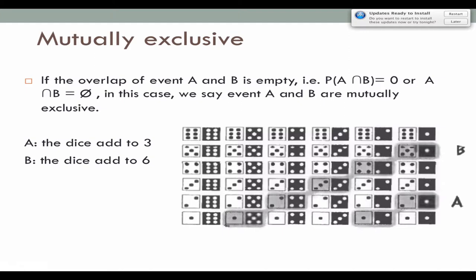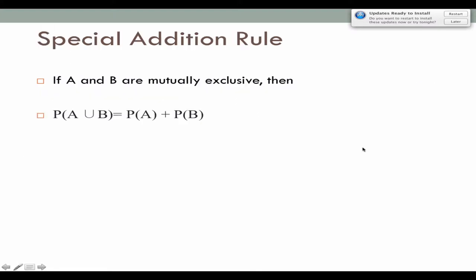So here is another concept, mutually exclusive. If the overlap of events A and B is empty, we write it this way: the probability of A intersect B is zero, or the intersection of those two events is empty, then we call those two events mutually exclusive. Such as if event A is the dice add up to 3, and event D is the dice add up to 6, those two events have no overlap. That means the intersection is empty, the probability of the intersection is 0, so events A and B are mutually exclusive. Using this condition, we get a special addition rule. If A and B are mutually exclusive, then the probability of A union B is just the summation of the probabilities of those two events, because the third part, minus the probability of A intersect B, is zero. Is that okay?